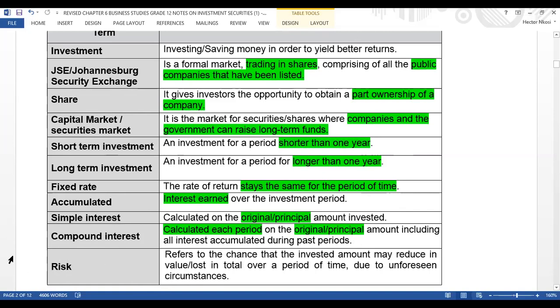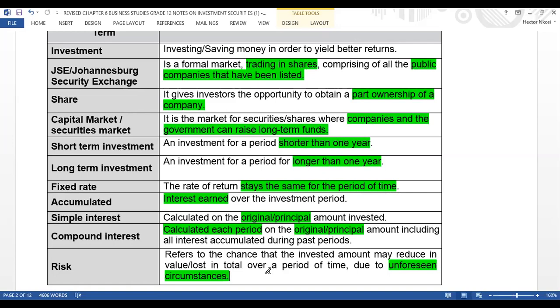Now let's look at risk or degree of financial leverage. Risk refers to a chance that the invested amount may reduce in value or be lost in total over a period of time due to unforeseen circumstances. Guys, I want us to speak a lot about risk. We know that everything is risky. The investments that we make are risky. For instance, now under the coronavirus pandemic, the majority of companies are losing money and shutting down.